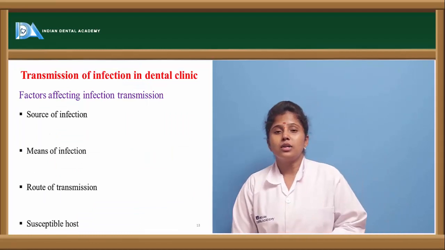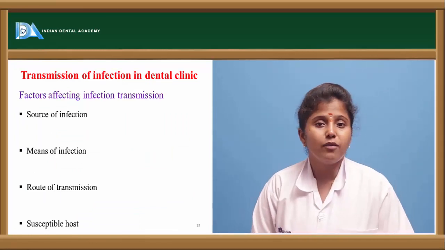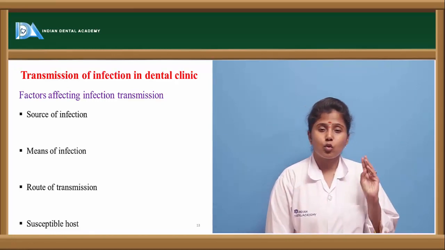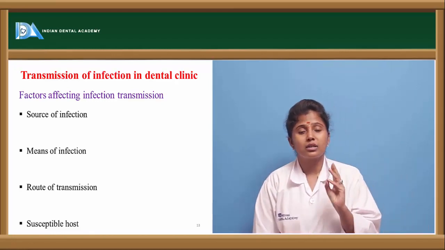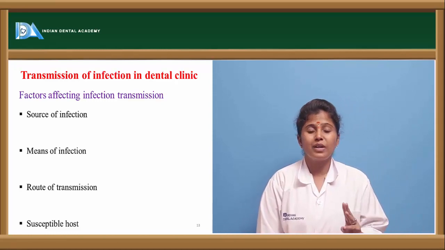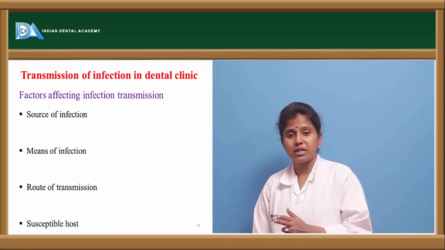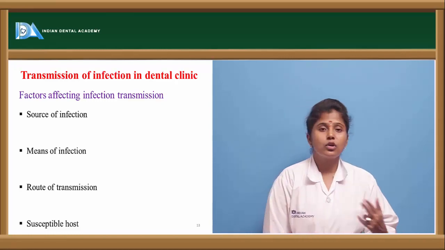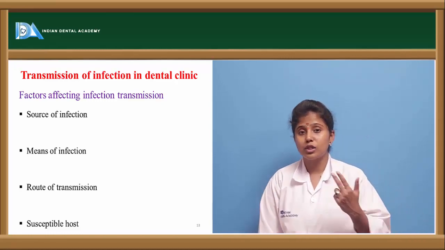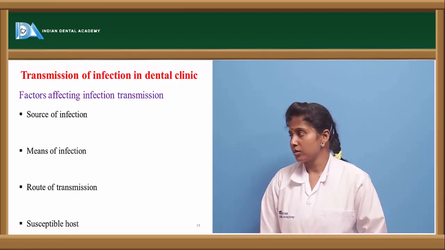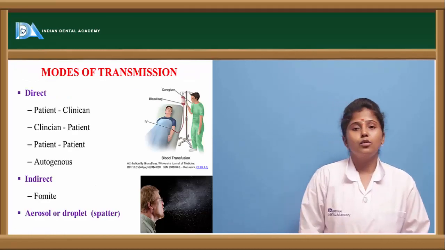So what are the factors which influence the transmission of infection? One is the source of infection. The person or the thing which is carrying the infection should be taken into consideration. Means of infection, how the infection is getting spread. Route of transmission, through which route the microorganism is entering into the body. And the susceptible host.